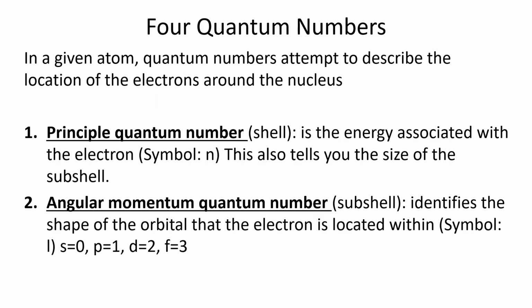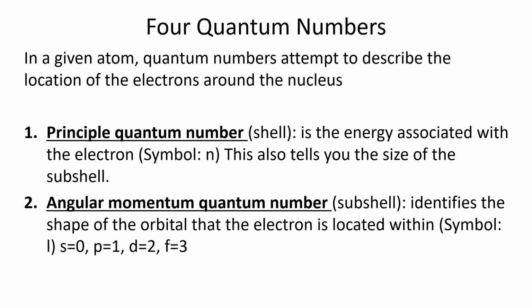The first 2 quantum numbers that we're looking at are the principal quantum number and the angular momentum quantum number. The idea is that in any given atom, quantum numbers are an attempt to describe the location of the electrons around the nucleus. Your principal quantum number, just as we talked about before, has the symbol N, and that's going to tell you how far away you are or how much energy you have in the space around the nucleus. It'll tell you the size, how far you are, and how much energy. So N equals 1 is less than N equals 2, and so on and so forth.